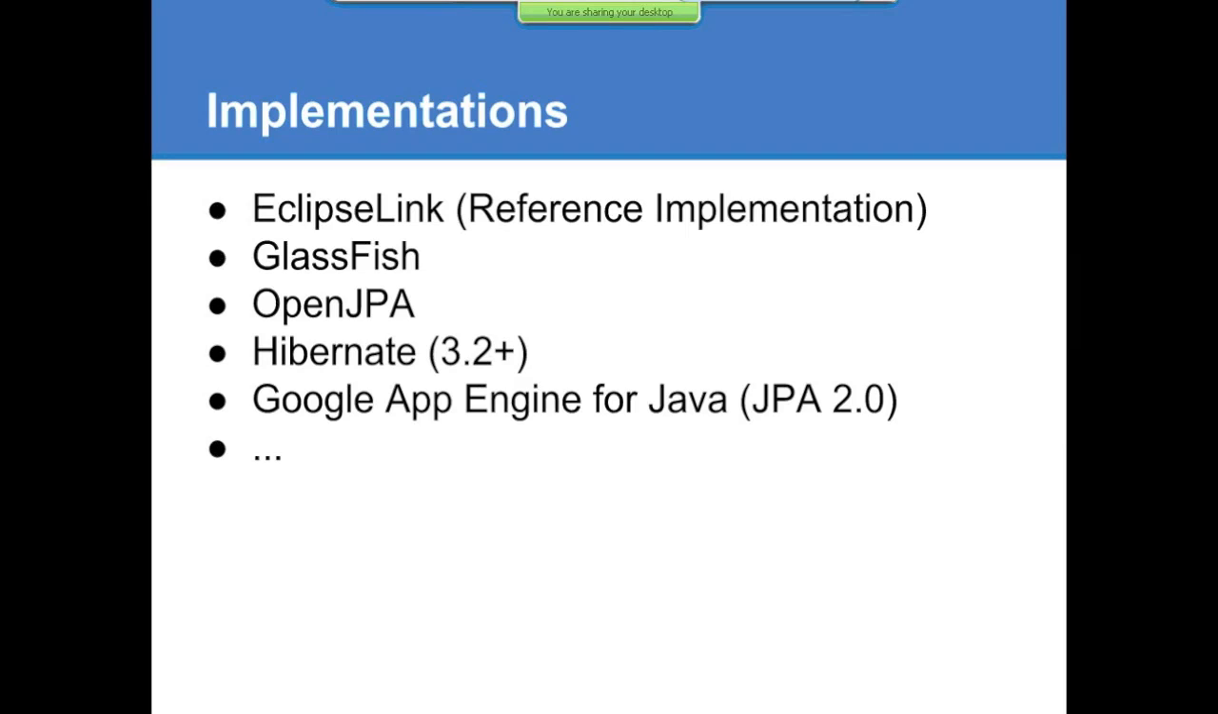And GlassFish is owned by Oracle, right? So it's a reference application server. Of course, they have that, like JBoss. JBoss is what they have. It's like JBoss for Oracle. OpenJPA is another one, and Hibernate. They really implement a part of the JPA since 3.2 and above, I remember.